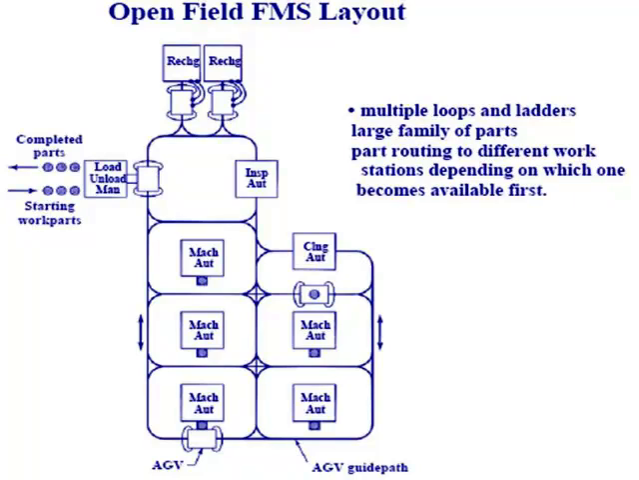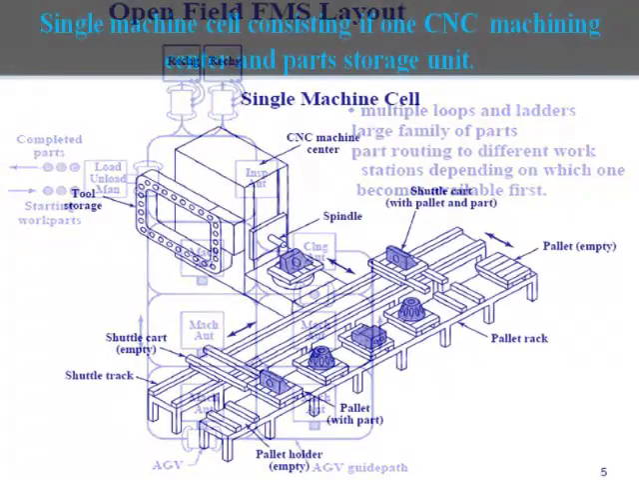Open field FMS layout. This is a typical FMS layout being implemented in many practical situations, where it has a loop layout with ladder structures, and you can see that you have a very big system with AGVs moving around the machines. The AGV docking stations are also available here, and part cleaning stations and other stations can be available in this kind of layout. You see this figure.